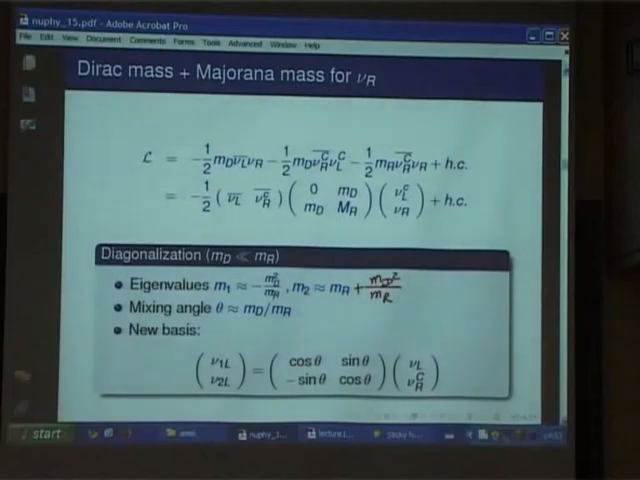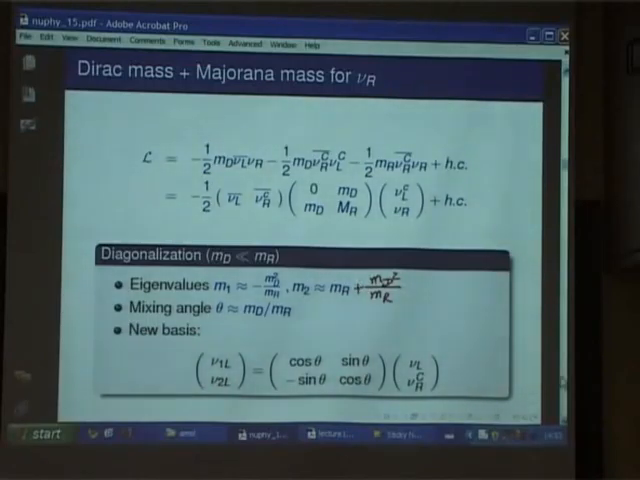So let's see what it is. Let's go to this new basis. The basis is the basis which diagonalizes this. So this new basis is this nu L and nu R C. The new basis is u1L and u2L, and you rotate that by this angle theta. So we know what angle theta is, we know what the angle value is.